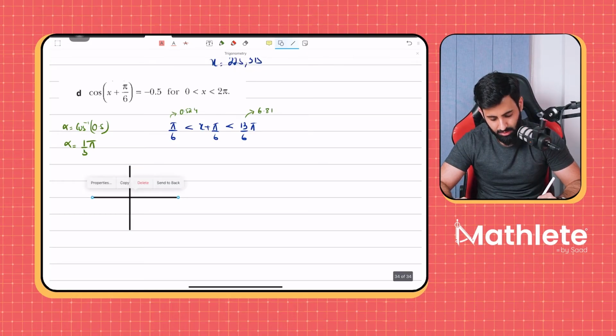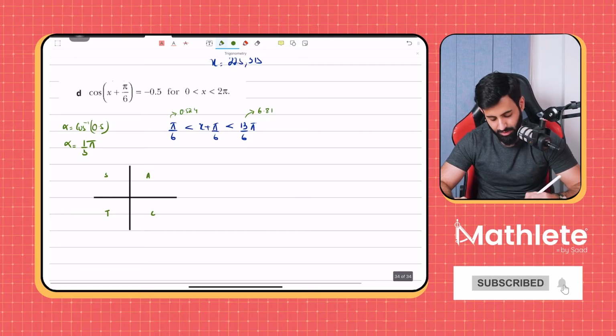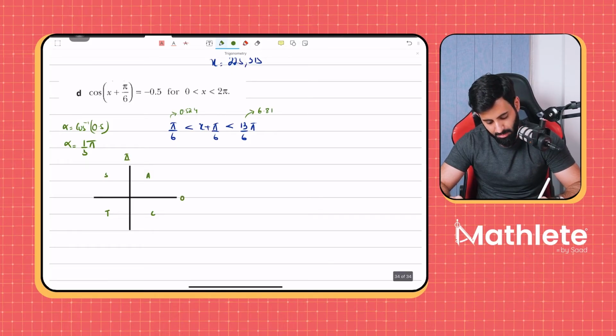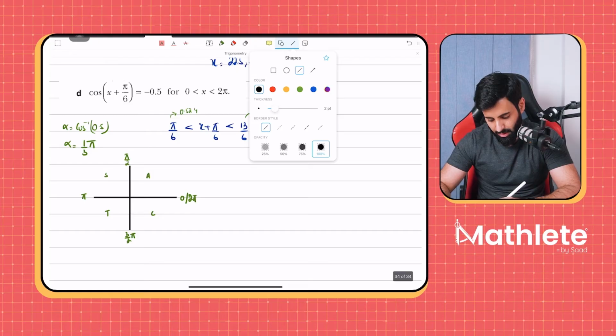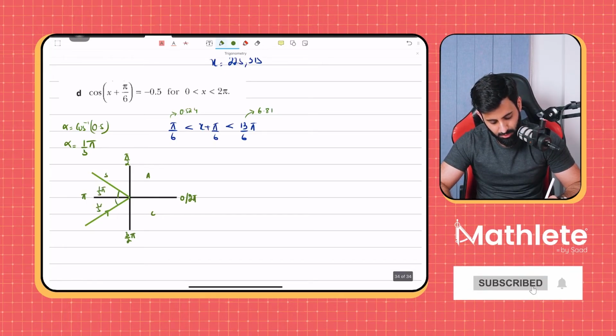Where do we see that? That happens in the second and the third quadrant. So this is 0, this is pi upon 2, this is pi, this is 3 upon 2 pi, and this is 2 pi. Okay, so cos is negative. That means in the second and the third quadrant. All right, so what is this? This is 1 upon 3 pi. And what is this? This is also 1 upon 3 pi.